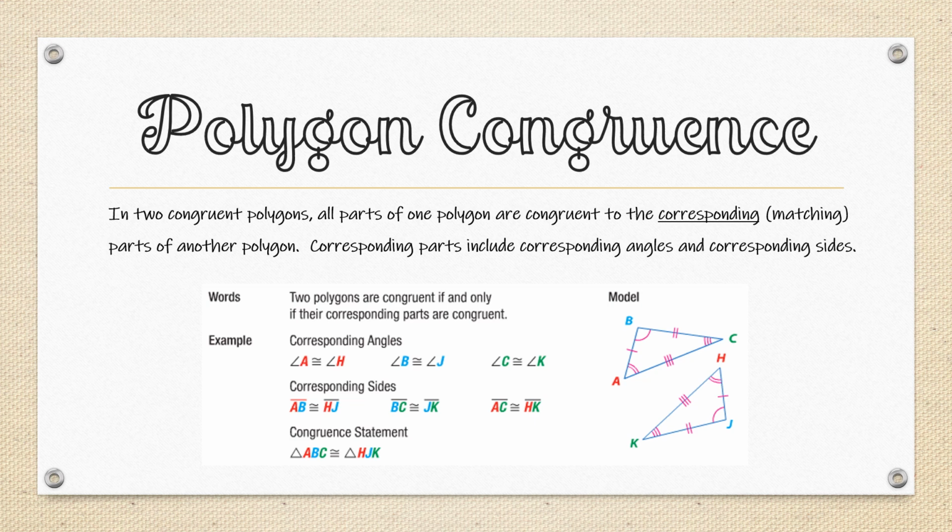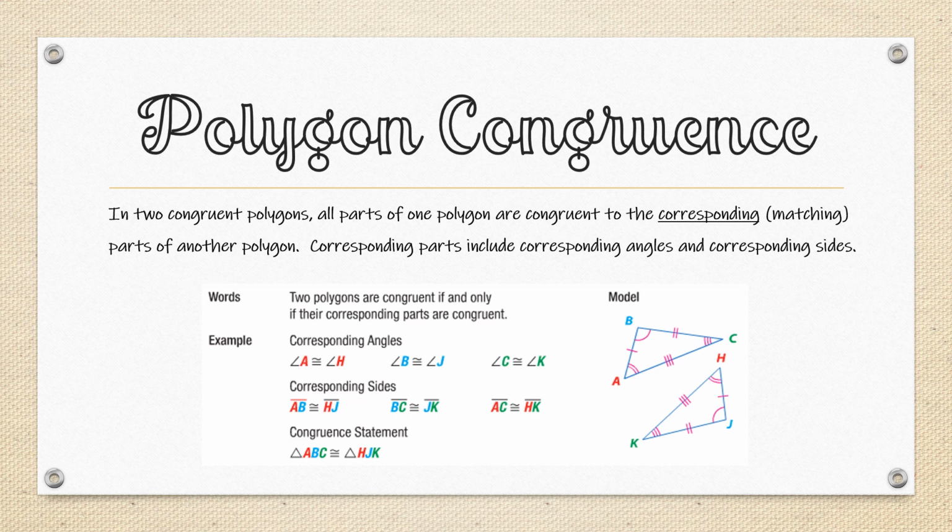For the sides, the corresponding sides are the ones that have the same mark on it. So AB has one little hash mark, and so does HJ. So segment AB is congruent to segment HJ. BC has two little marks on it, and so does JK. So segment BC is congruent to segment JK. And finally, segment AC has three pink marks on it, and so does segment HK. So segment AC is congruent to segment HK.